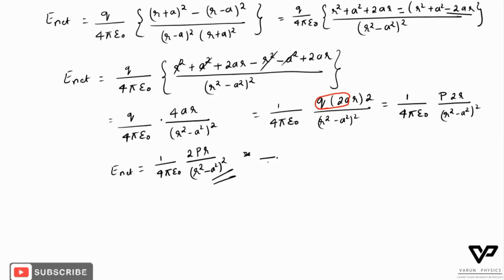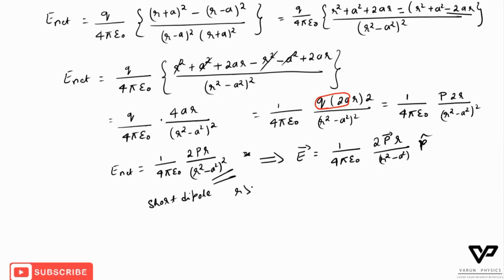Now if we write this in vector form, the vector E is equal to 1 by 4 pi epsilon naught 2 times vector P into R divided by (R square minus A square) whole square, in the direction P cap. So what is a short dipole? For a short dipole, R is very much greater than A. The separation between the two poles is 2A. If I am taking a very large distance from it compared to 2A, R is very much greater, then we call it a short dipole.